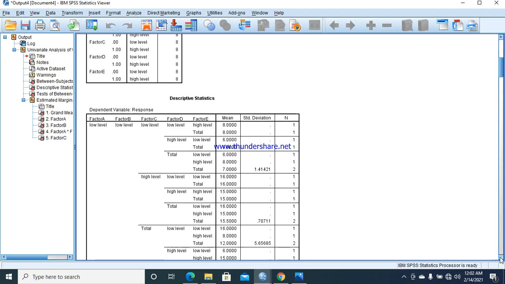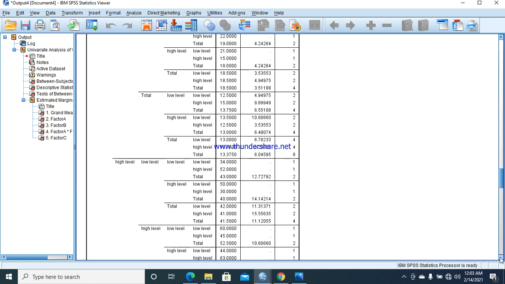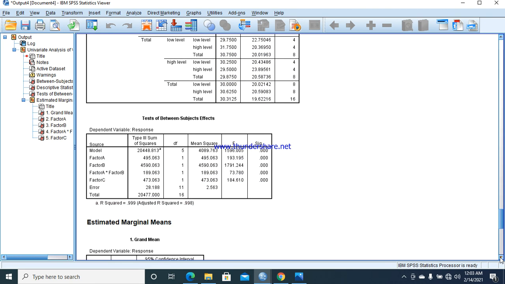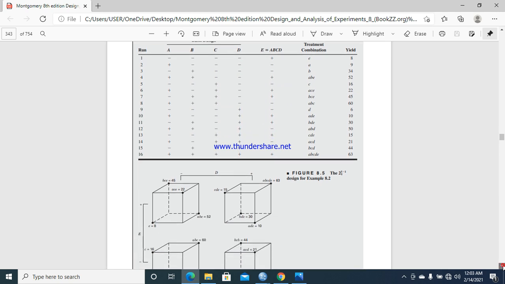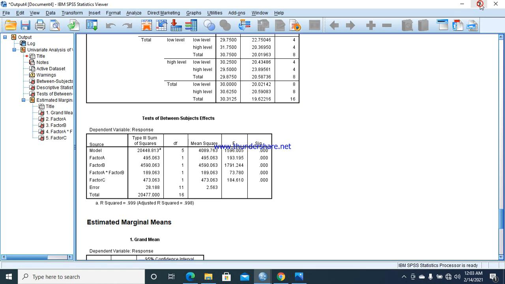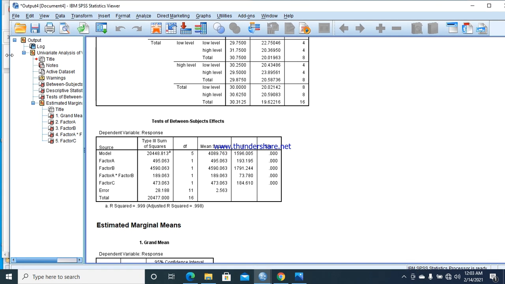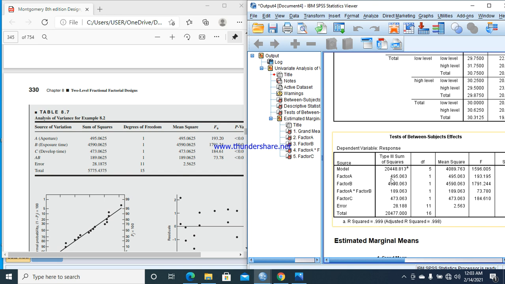And here's the ANOVA table. I'll just compare the results with the book. It's just a practical demonstration of how we can perform the fractional factorial on SPSS. You can see the model for factor A, we have 495, factor B 4590, the similar values, 473 for factor C, and AB 189 and error 28.